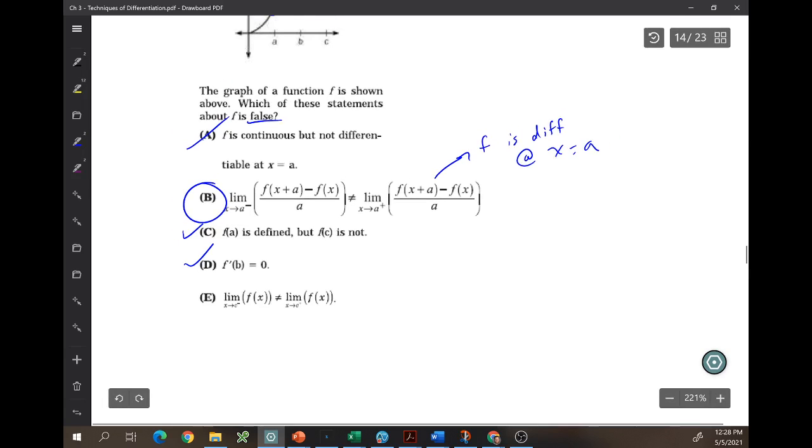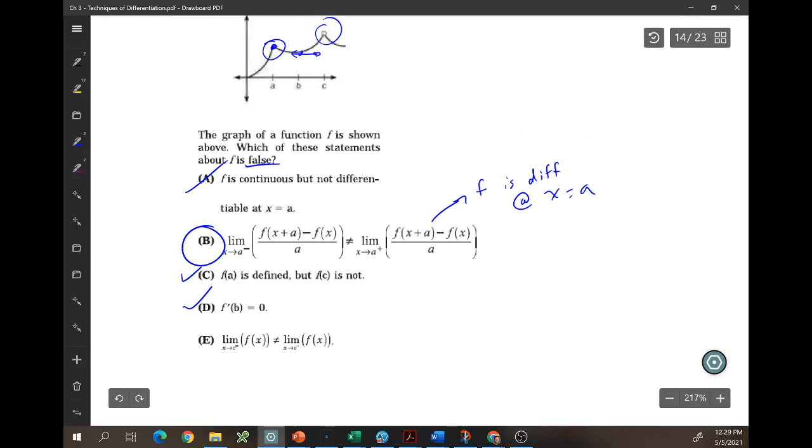Okay. So that one is false. I misread this because they are equal, right? Even though the f doesn't exist, the limits are the same, right? It's approaching the same thing. So that one's also, basically false.